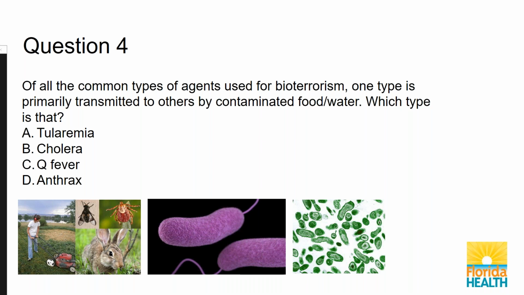Humans can become infected through several routes, including tick and deer fly bites. So we have a tick here and a fly over here, skin contact with infected animals, ingestion of contaminated water, inhalation of contaminated aerosols or agricultural dusts, right? So that's kind of what our little tularemia situation is there.